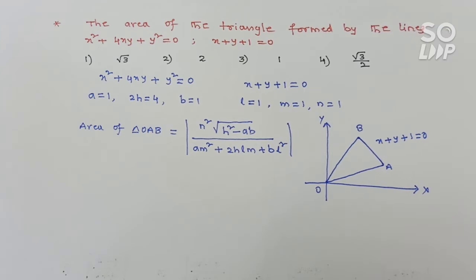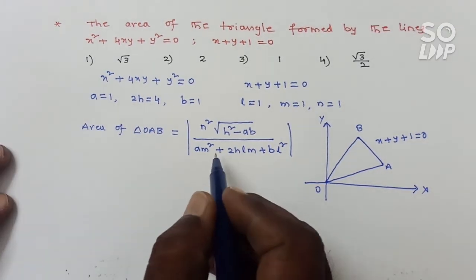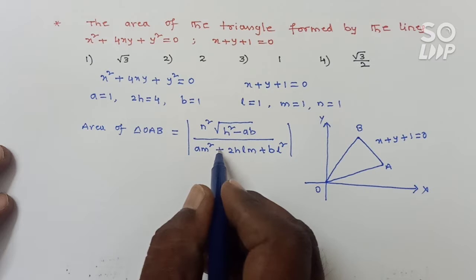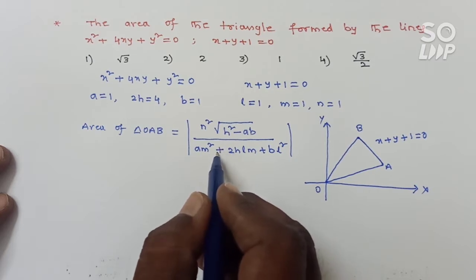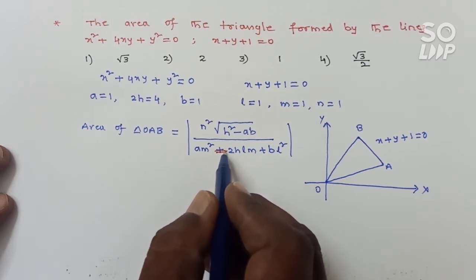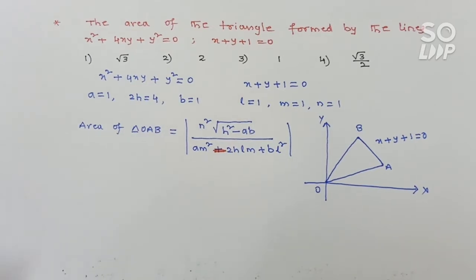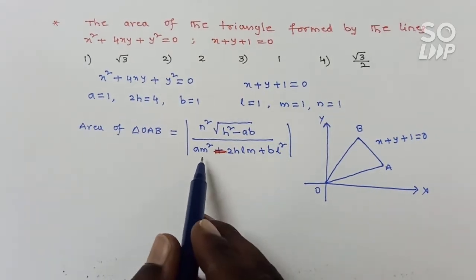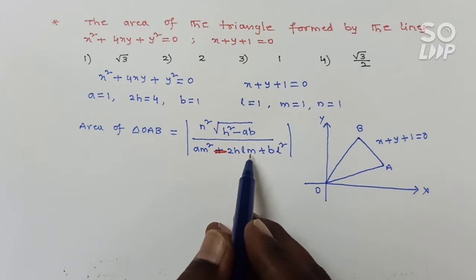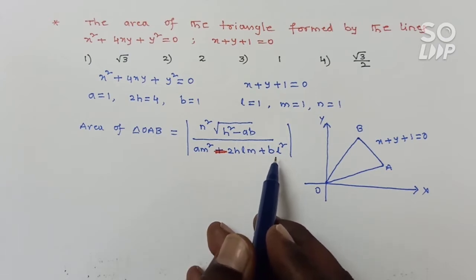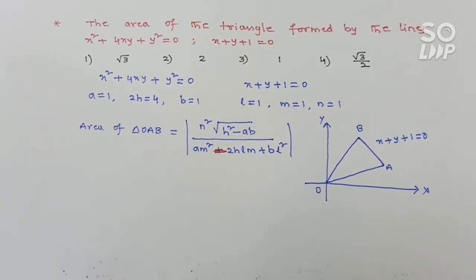Here in the formula, there is a very small mistake. This one is not plus. This one is minus: a m square minus 2hlm plus b l square. Right? Substitute all the values in this one.